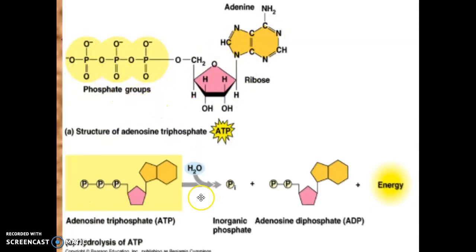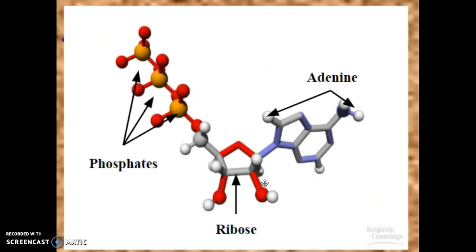If we hydrolyze this, put it in water, we're going to lose one of our phosphates, and we're going to release energy. The way I teach it to my freshmen is it's like a glow stick. You snap this bond and energy comes out, just like when you snap a glow stick, it releases energy. Ball and stick model. Again, just an attempt at a three-dimensional representation of it. So our adenine, our ribose, and then our phosphate groups stick off.